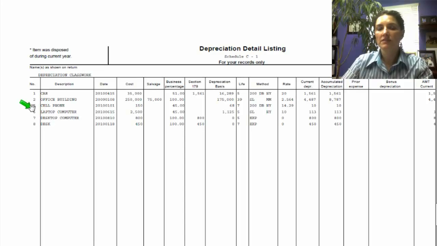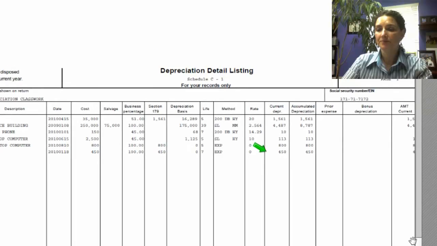The laptop computer is listed property. Cost is $2,500. Business use percent 45. Depreciable basis $1,125. Straight line half-year convention, and that gives us a first-year deduction of $113. The desktop computer and the desk are both being deducted under Section 179, and so we end up with a Section 179 deduction on each of those, $800 and $450 respectively. The current year depreciation is zero, or the rate of depreciation is zero because they're fully expensed, and we have a current year deduction of $800 and $450 respectively.